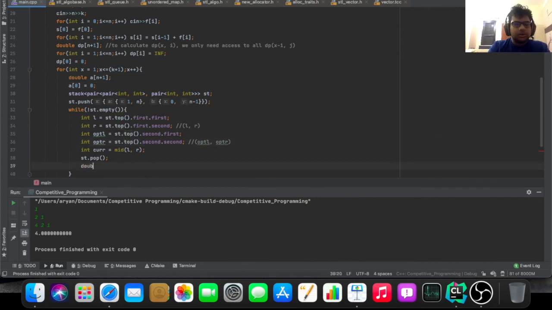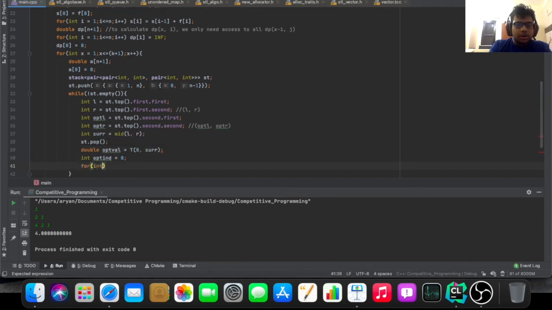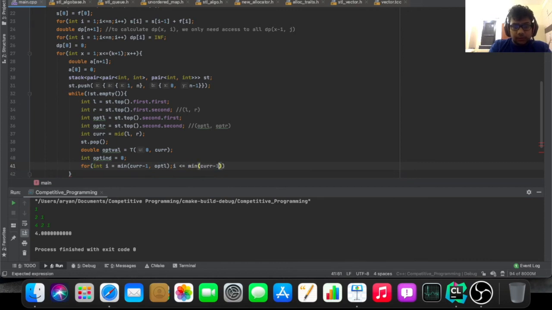So now we need to keep two variables. First stores the optimal value that we've currently reached, and the second stores the optimal index, basically the optimal breaking point. Initially we set the index to 0, and we find the optimal value as t from 0 to cur. Now let's go over all the possible breaking points. We can say it's min of cur minus 1 and optel to min of cur minus 1 and optar, and we can do i plus plus.